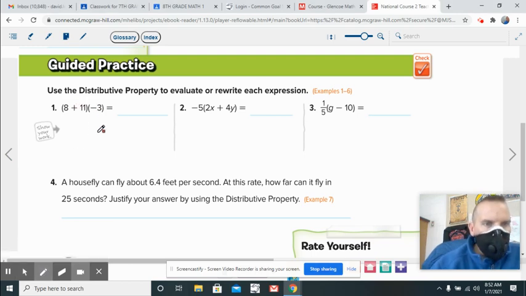So, first of all, we have to think order of operations. Parentheses, do we have those? Sure we do. So we can do that. 8 plus 11 is 19. Now we have to do 19 times -3. And then put your answer here. Now here we have to distribute.